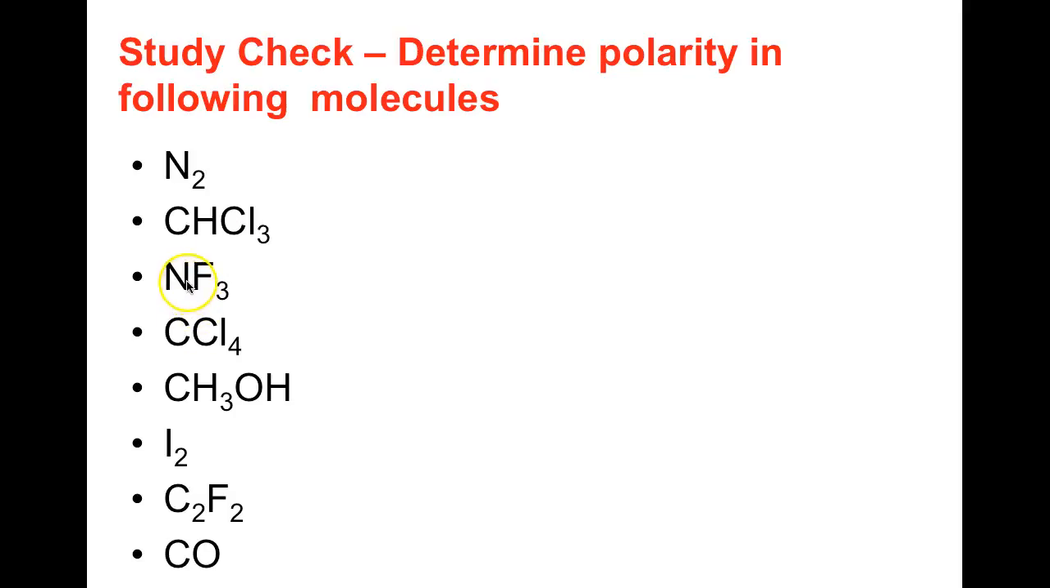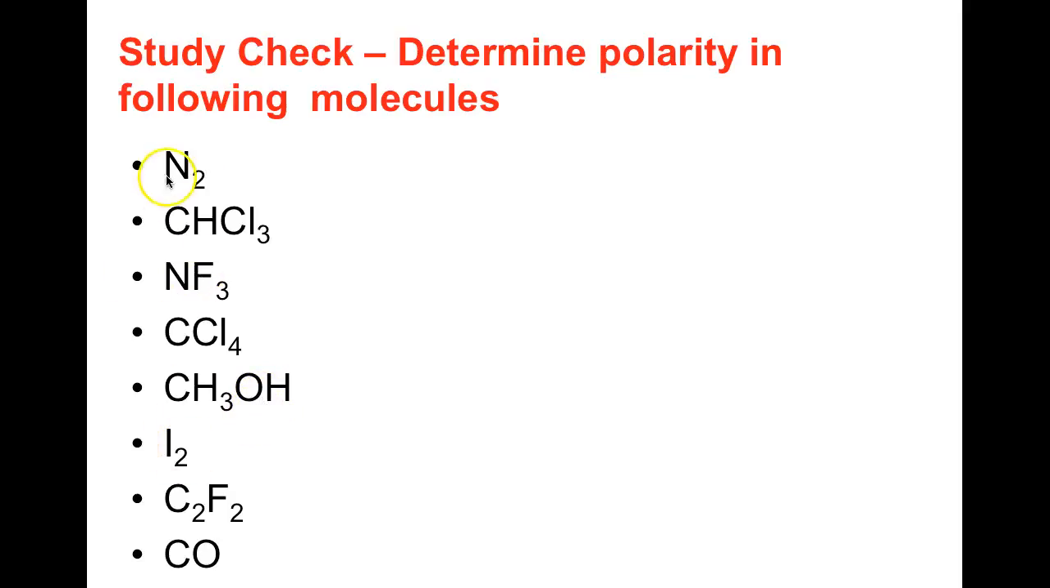How about NF3? NF3 is going to look like ammonia, a pyramidal structure, and the polar bonds are directed towards fluorine. Again, nothing to cancel them out. This is going to be polar. CCl4 we already saw is non-polar because the dipoles cancel. CH3OH is going to have a single dipole, and that dipole is going to be directed towards the oxygen. And again, nothing to cancel it out, so it's going to be polar.